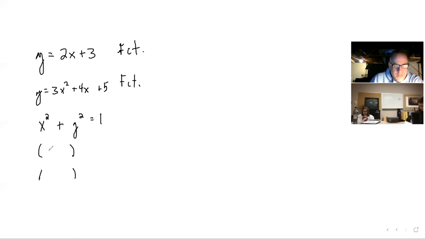If I say let x be 0 and y be 1, but I could also let x be 0 and y be -1. So I've got 2 ordered pairs right there which have the same x coordinate, but they're both solutions to this equation. Ergo, this is not a function.